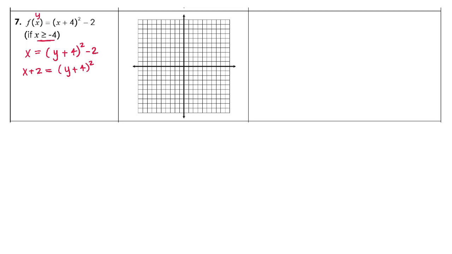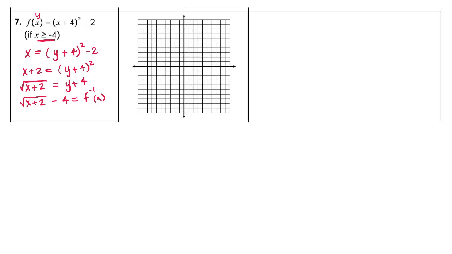We need to do the square root of both sides, and since we're staying greater than or equal to negative 4, it's going to be okay. We shouldn't have any kind of overlapping here. So we're going to have the square root of x plus 2 equals y plus 4. And then we're going to subtract over 4. So I have the square root of x plus 2 minus 4 equals our inverse.